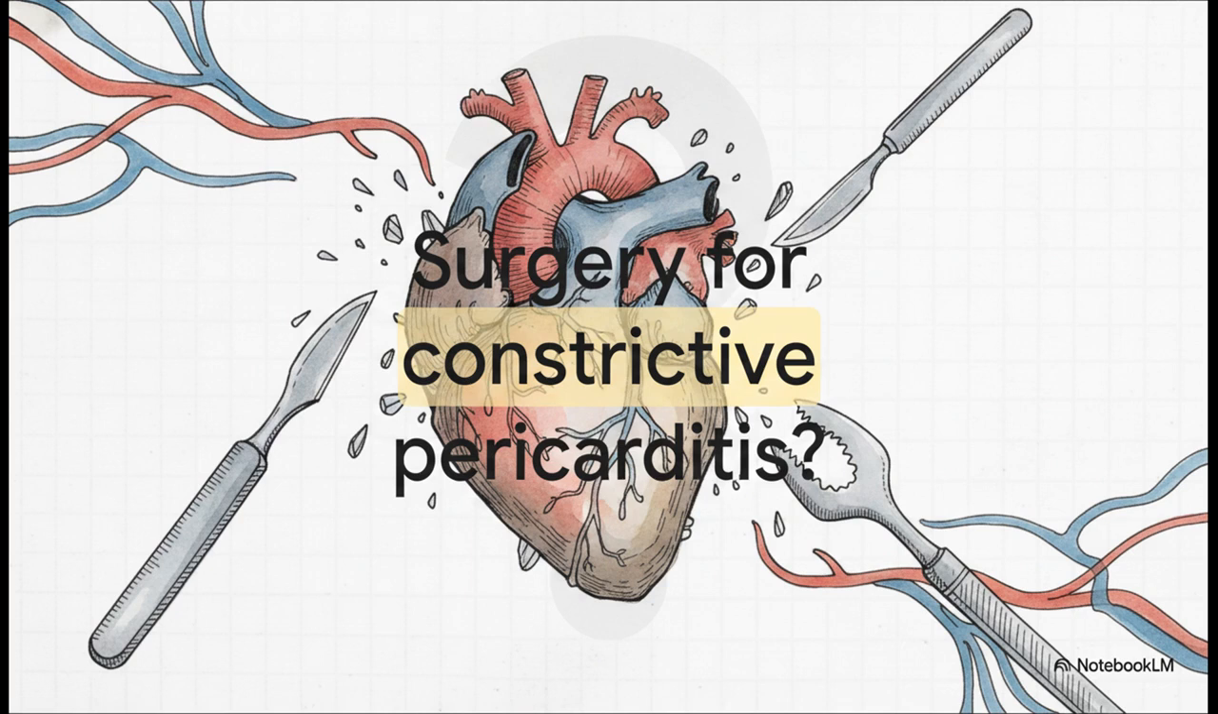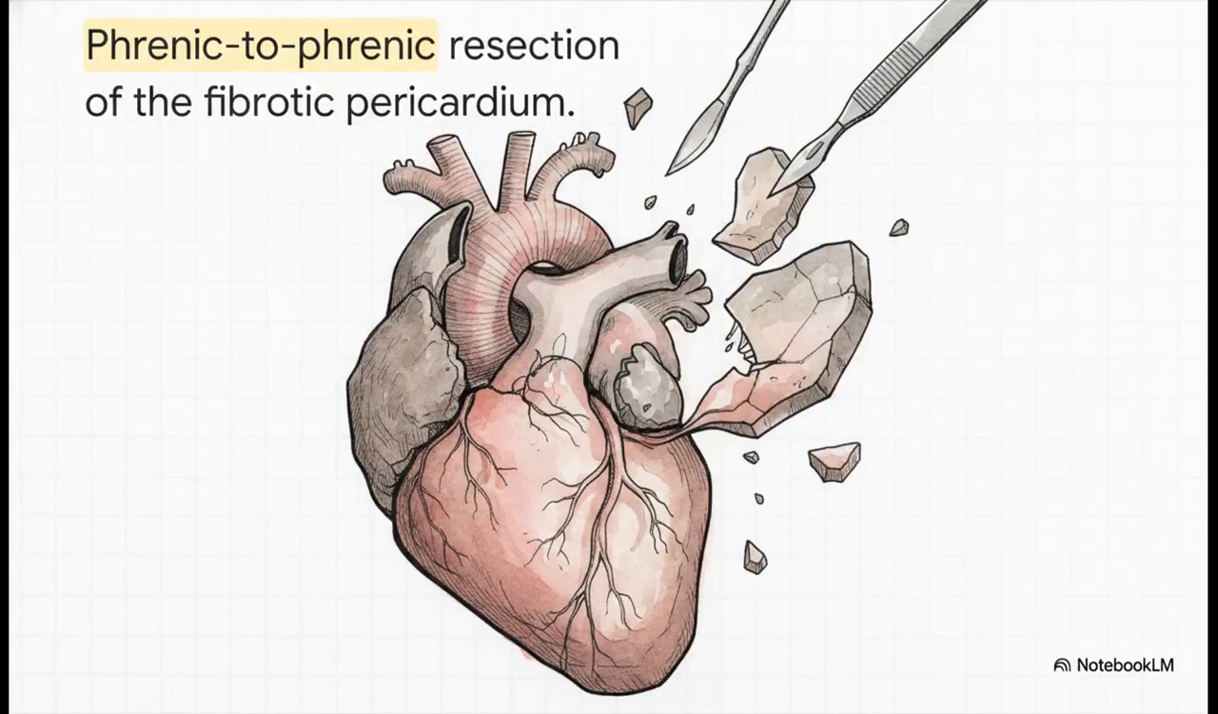A, daily needle pericardiocentesis. B, total surgical radical pericardiectomy. C, insertion of a permanent pericardial peritoneal shunt catheter. Or D, lifelong systemic anticoagulation with warfarin. The correct answer is B, total surgical radical pericardiectomy.